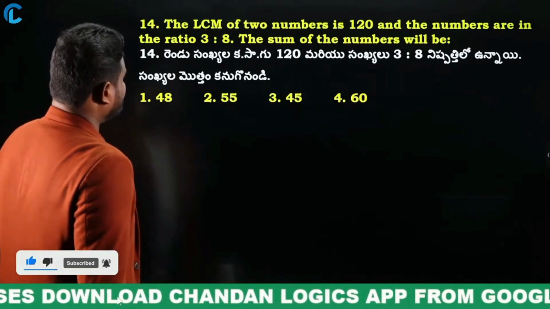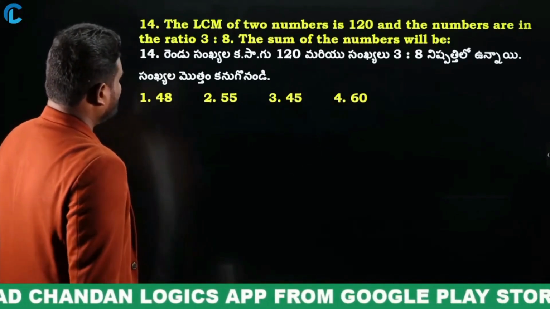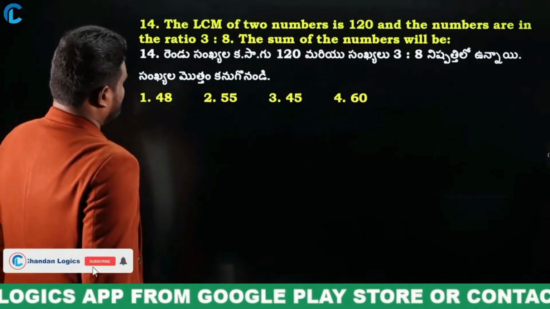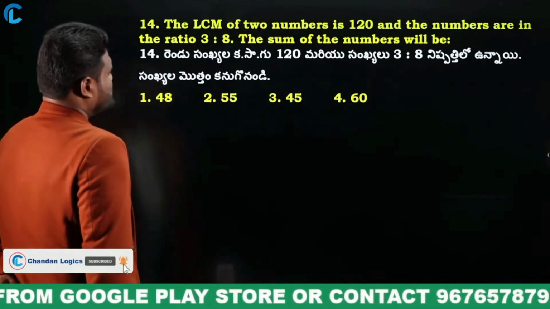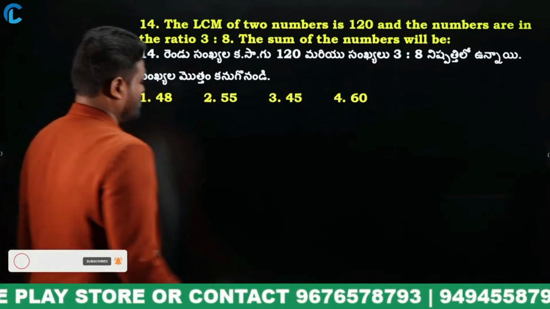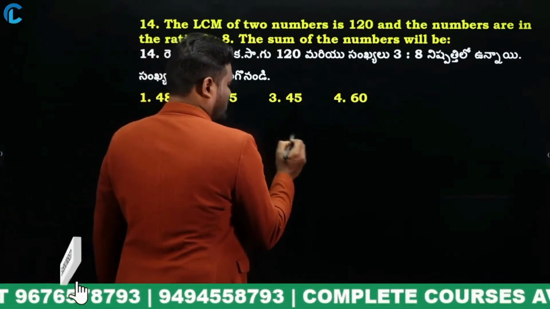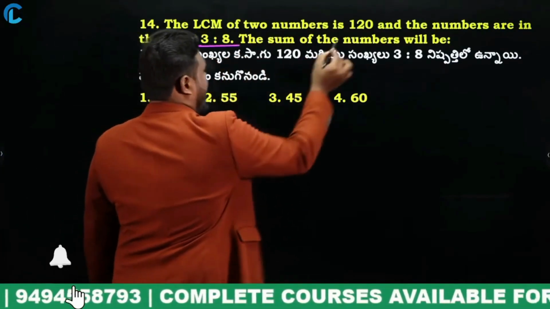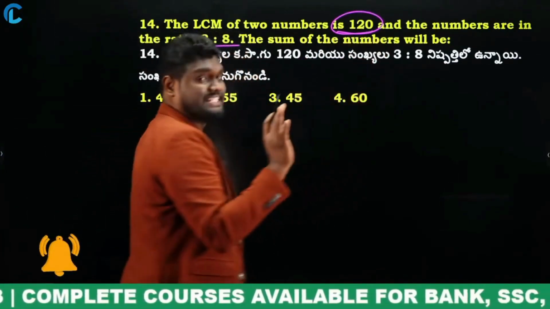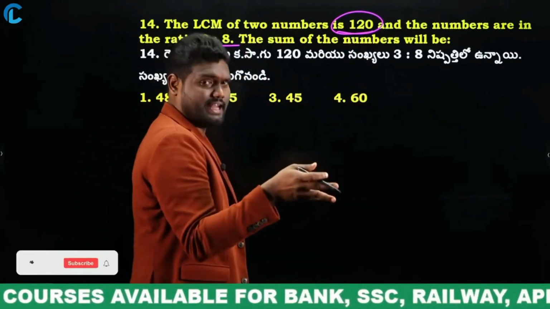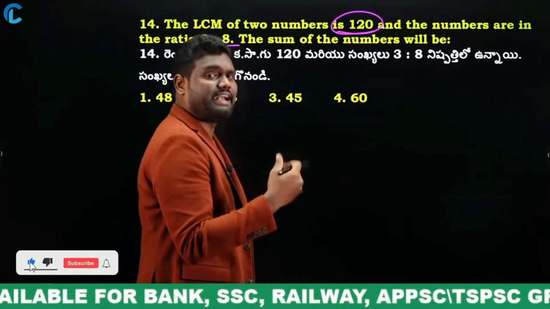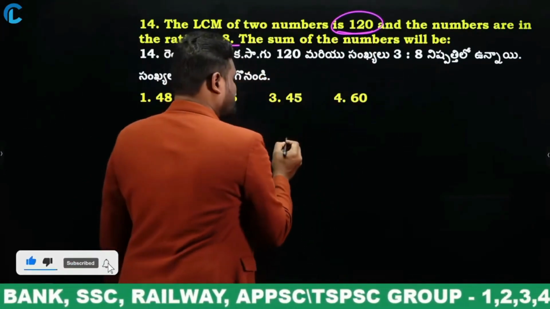And the numbers are in the ratio 3:8. They're asking us to find the sum of the numbers. Look here, we don't know what the HCF is, but we know the numbers' ratio and we know the LCM. I told you just how to calculate LCM when the numbers' ratio and HCF are given.